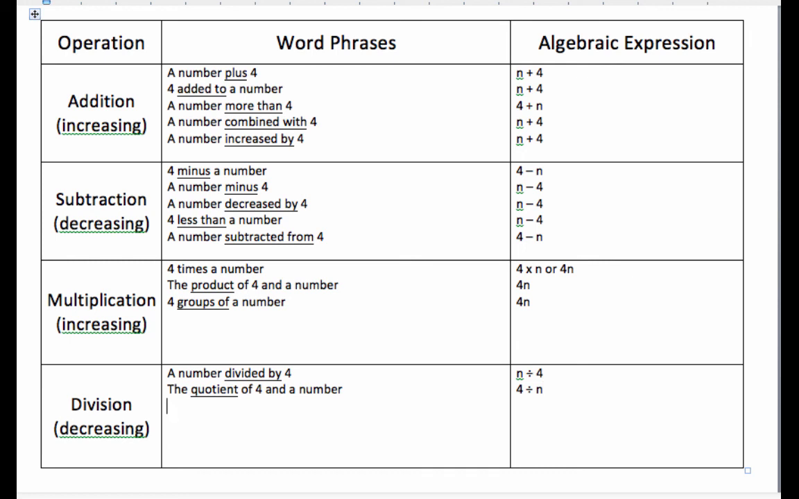The last one we're going to do is a number split into 4 equal groups. We're going to underline the words split into and also equal groups. This is another one that you read like you see it. A number split into 4 equal groups. A number is first, and then we are dividing that into 4 equal groups.